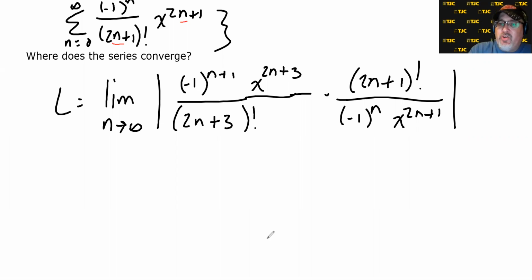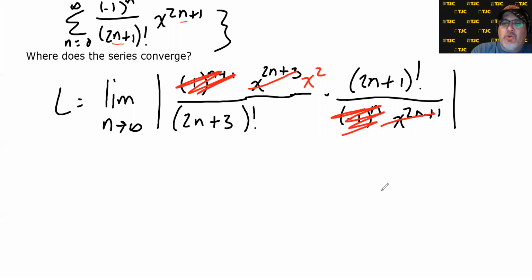Okay, now we're ready to do some canceling. I'm not going to worry about the alternators because they're inside an absolute value, and of course, the absolute value of 1 or negative 1 is equal to 1. So we can just cross them out because they won't have any impact on the rest of it. As far as the x's, we can subtract exponents. 2n plus 3 minus (2n plus 1) will give us just 2. So these x's cancel and leave an x squared.